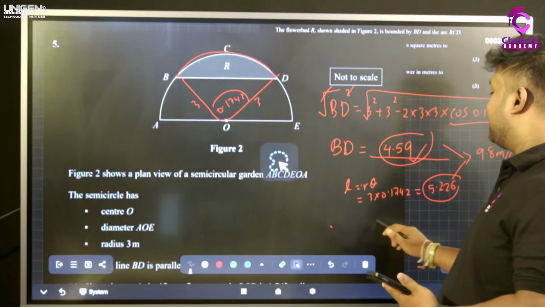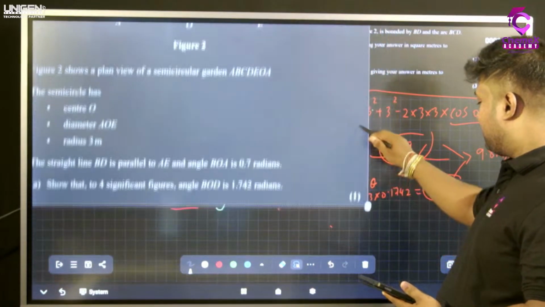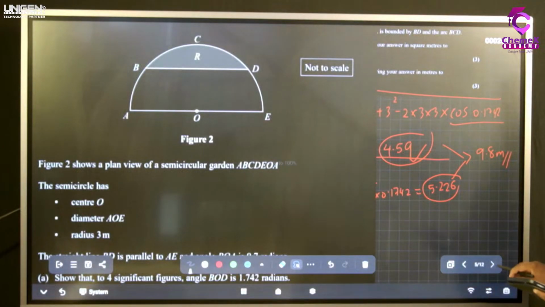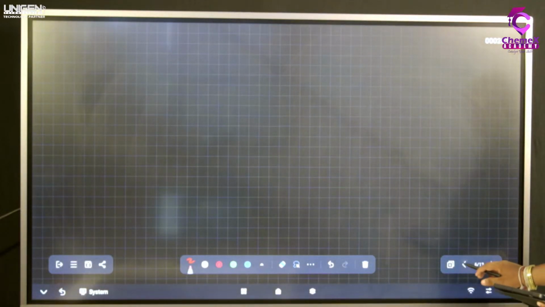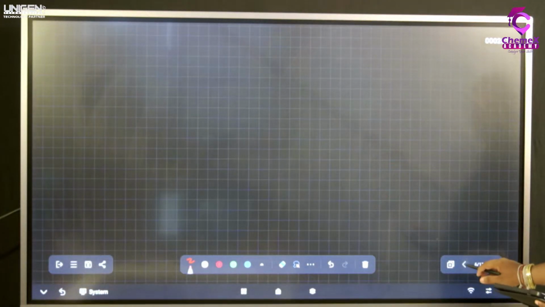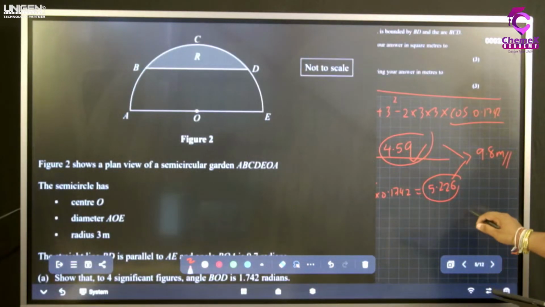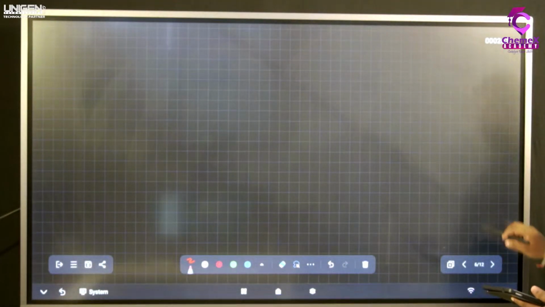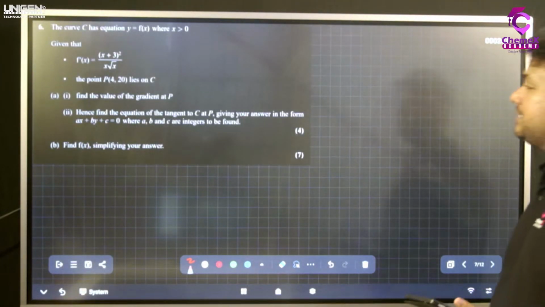If you did it correctly, you will get how many marks? 7. Alright. That's 6. What's that question number? 5. Right? Then next is the 6th question.